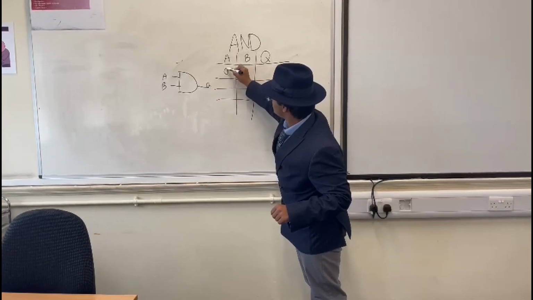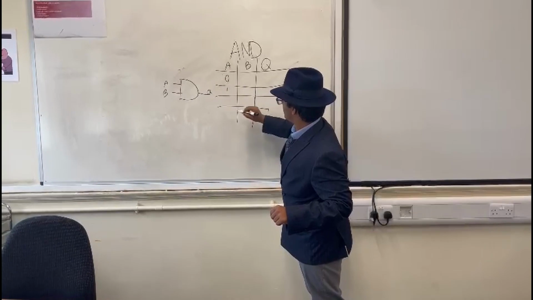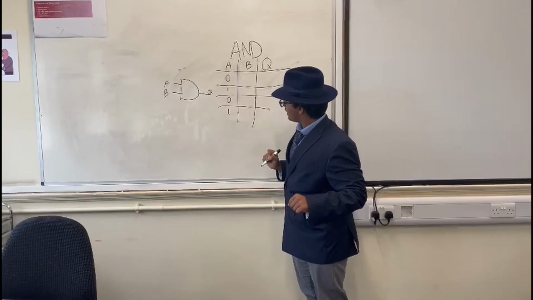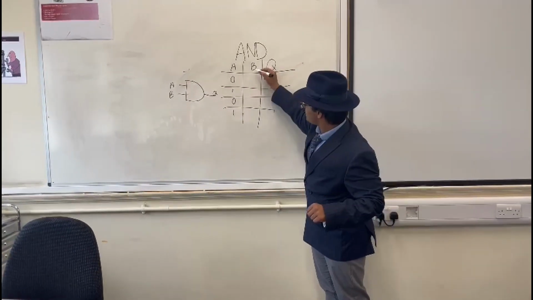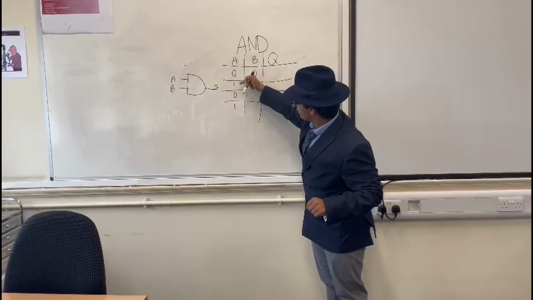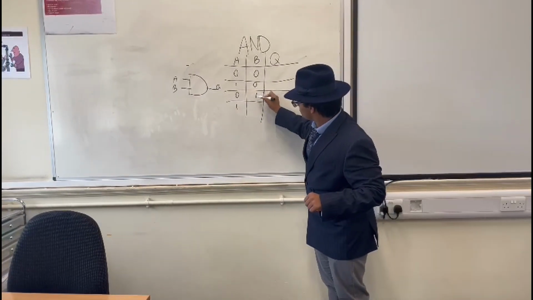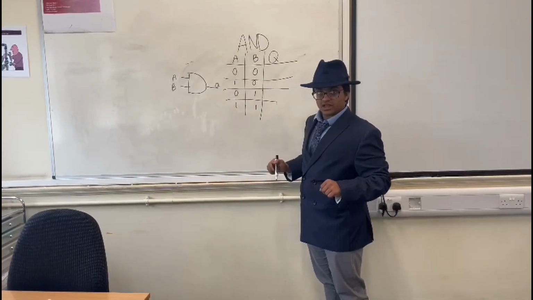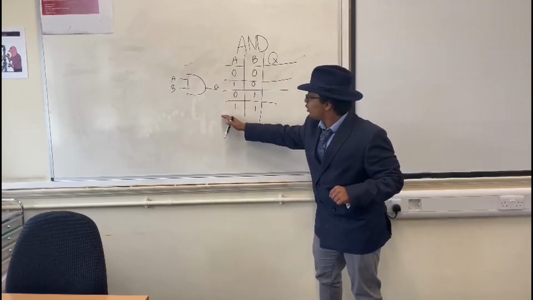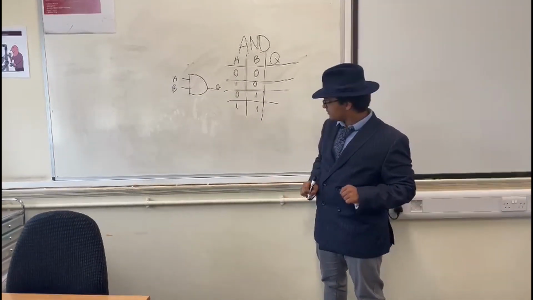A shall be 0, then 1, and then 0 and 1 again. And when B is 0 and 0, A will alternate, and when B is 1 and 1, they will alternate. And suddenly you have all the possible solutions.